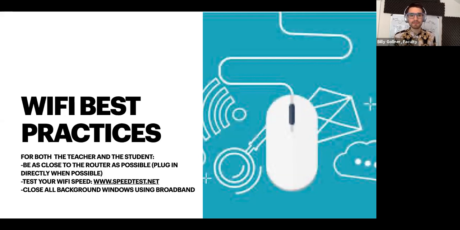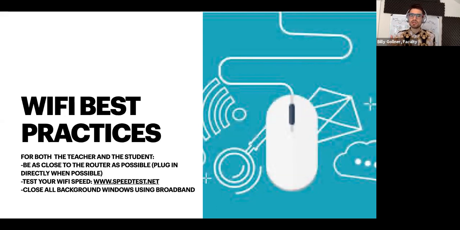To test your Wi-Fi speed, you can go to the website www.speedtest.net and run a speed test. If somebody's Wi-Fi is below 50, it's going to be on the very slow side for lessons. You'll still be able to do them, but I really say anything below 30 is nearly impossible. You're just going to have a lot of issues.